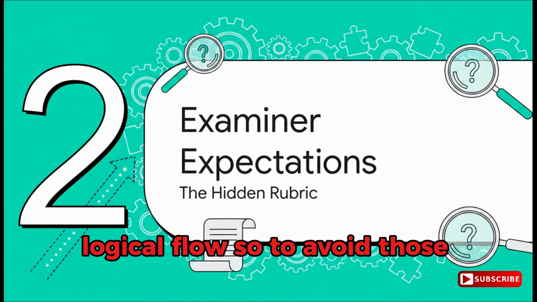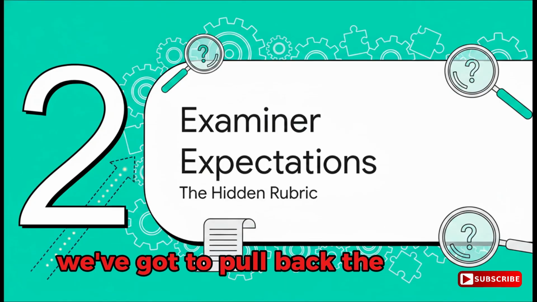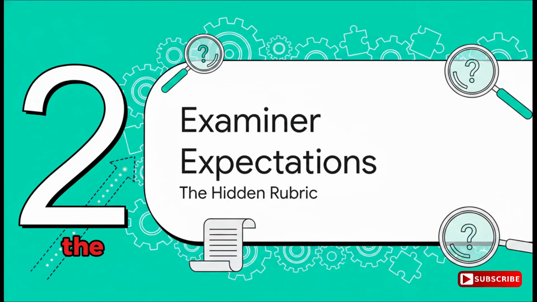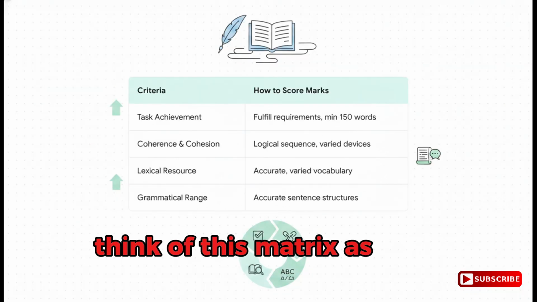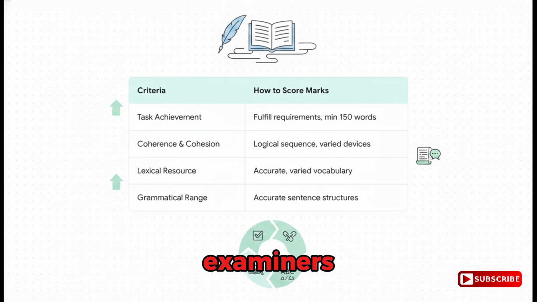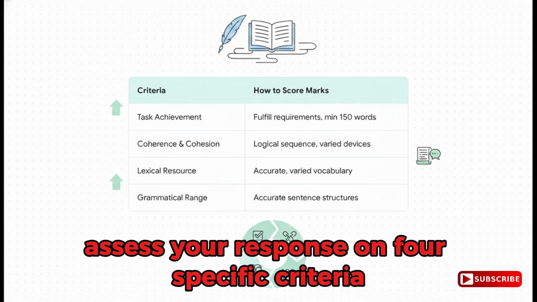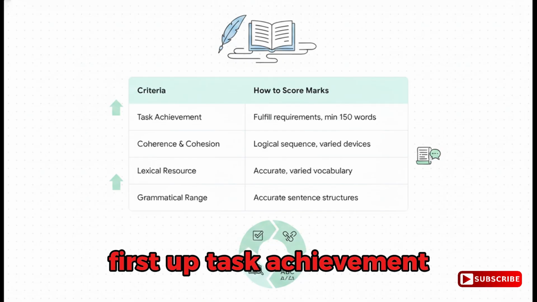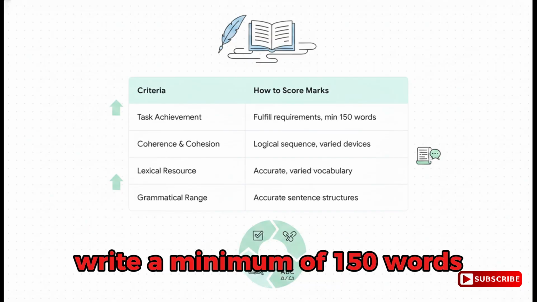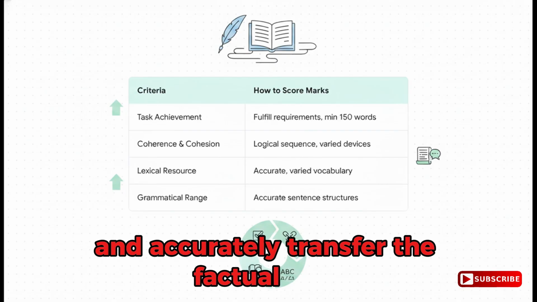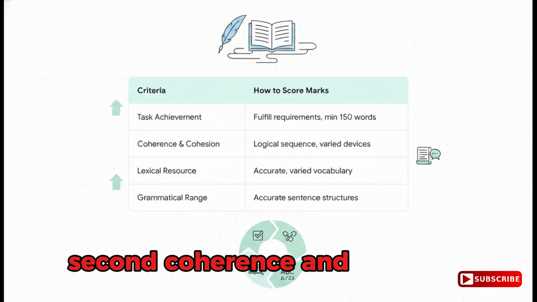So, to avoid those exact traps, we've got to pull back the curtain and uncover the hidden rubric the examiners are actively using to grade your paper. Think of this matrix as your ultimate cheat sheet. Examiners assess your response on 4 specific criteria. First up, task achievement. Did you actually fulfill the requirements, write a minimum of 150 words, and accurately transfer the factual data?